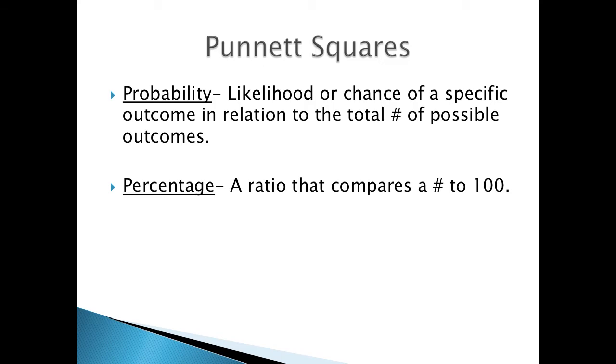The probability is the likelihood or chance of a specific outcome in relation to the total number of possible outcomes. Percentage is the ratio that compares a number to 100. And as we're working through Punnett squares, I will be dealing a lot with ratios and percentages and the probability of offspring having certain traits of their parents.